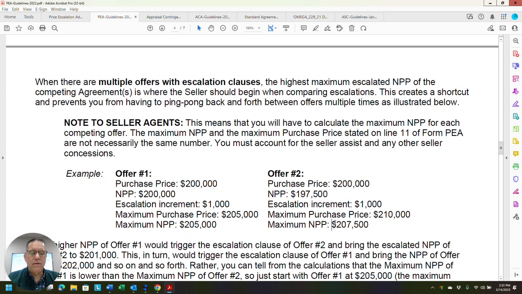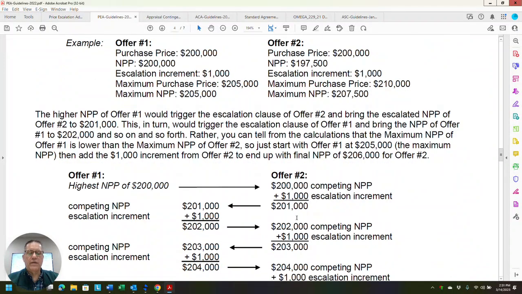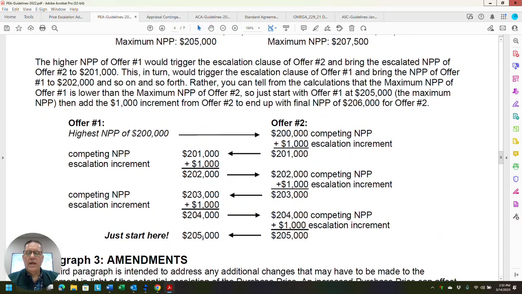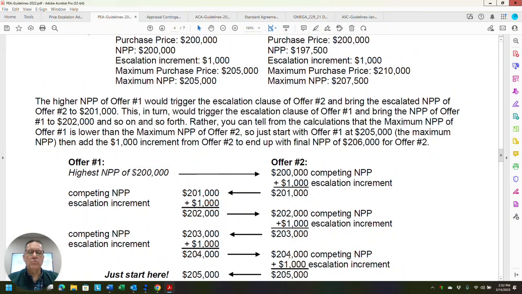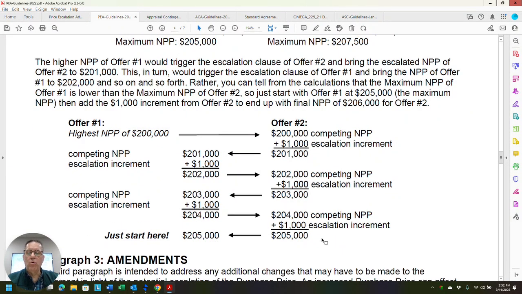But that doesn't mean that that's what the ultimate purchase price is going to be. It'll be less than that because I've got a $2,500 gap. So you would have to apply like they did here and see where your 205 is where their max is. Now I'm going to go up one more $1,000, going to be 206. Offer number 2 will be the winning offer at 206.